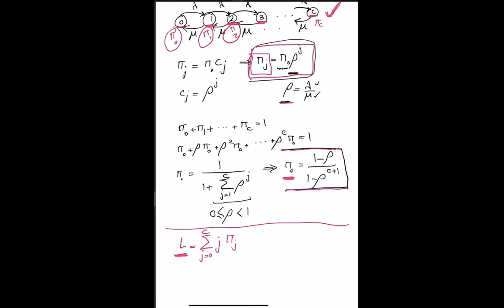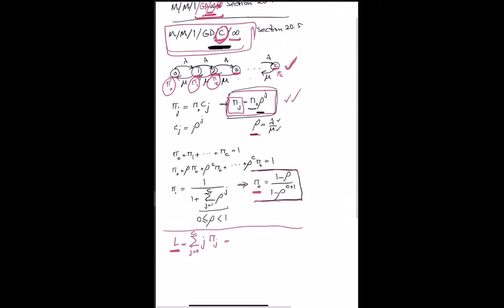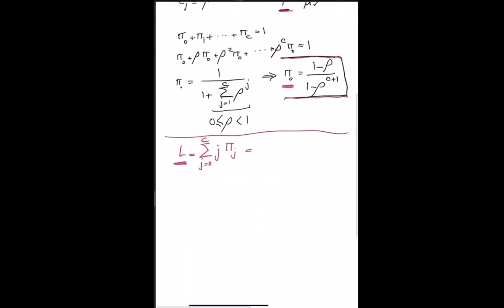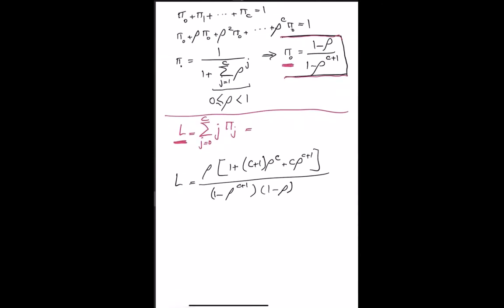Pi j, we already know the formula for pi j. If I put the formula for pi j in and do the simplifications, this is what L is going to be. It's a little long, so I'm going to write it here. Okay, so this is the formula for L. I'm not going through the derivation and everything, but this is basically the logic behind the formula. After we put in the value for pi j and do the simplification, this is the final value for L, the average number of people in the system.